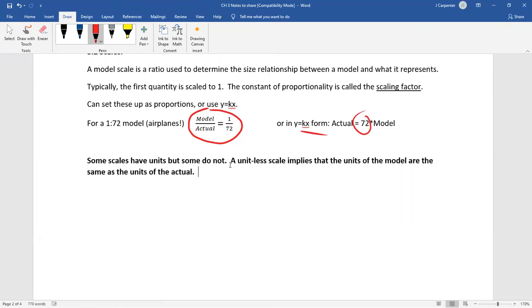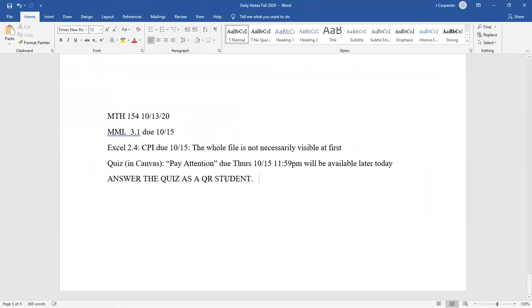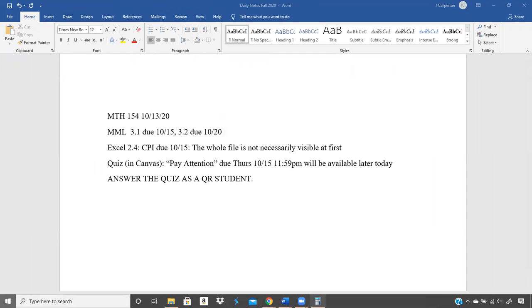So that is 3.2. We are not done for the day, but we can go ahead and say that 3.2 my math lab is going to be due a week from today, which today is the 13th, so that's the 20th. All right.